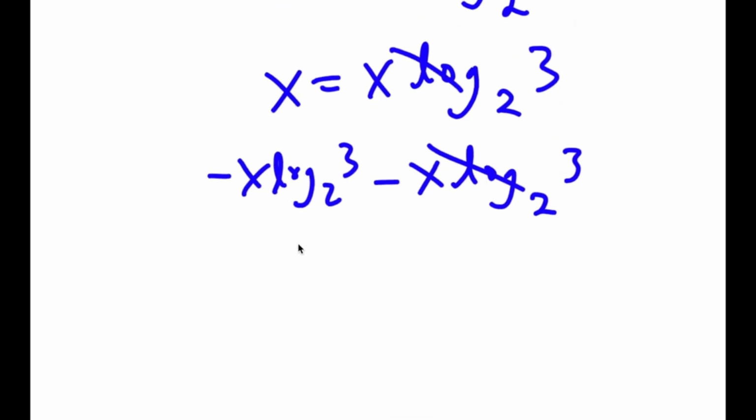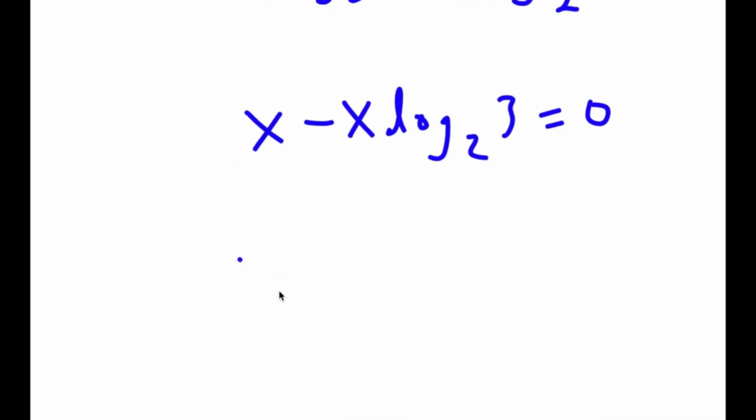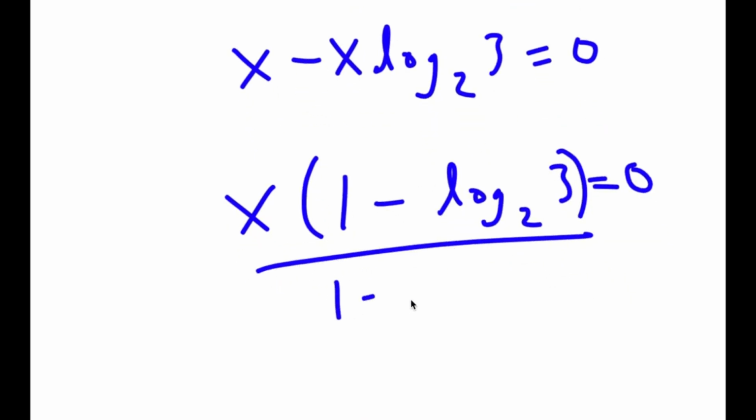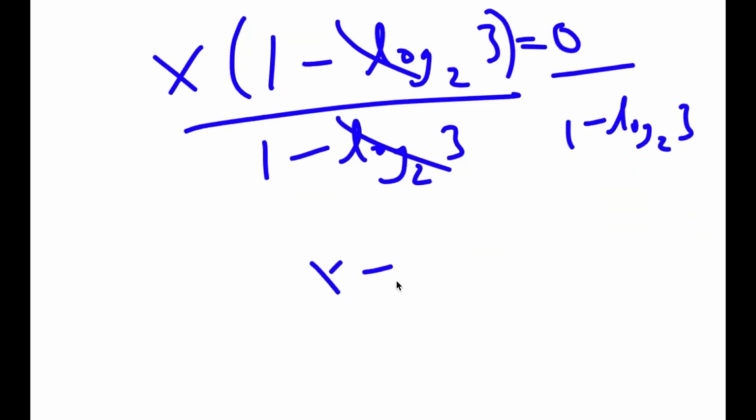So these two cancel out. I get x minus x times log base 2 of 3 is equal to 0. Now if I factor out x, I get x times 1 minus log base 2 of 3 is equal to 0. And if I divide both sides by 1 minus log base 2 of 3, these two cancel out, and I'm left with x is equal to 0.